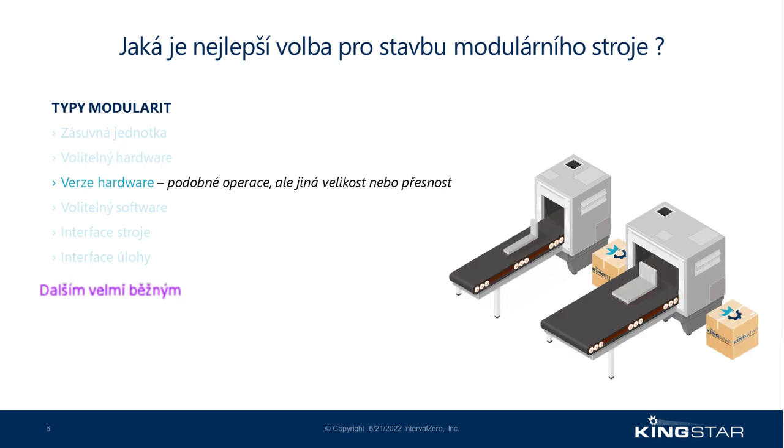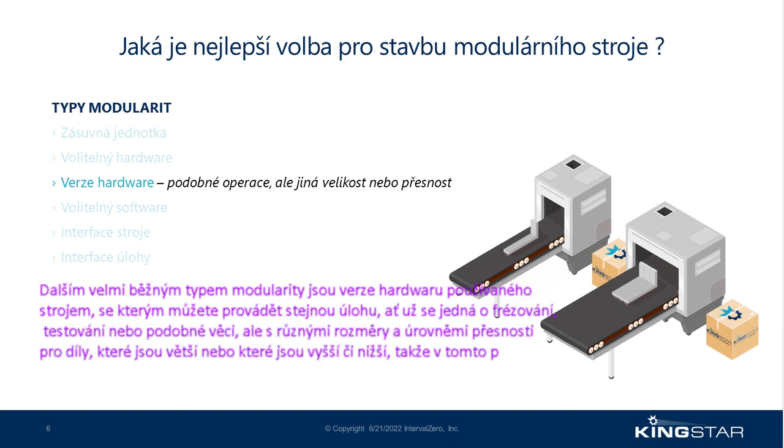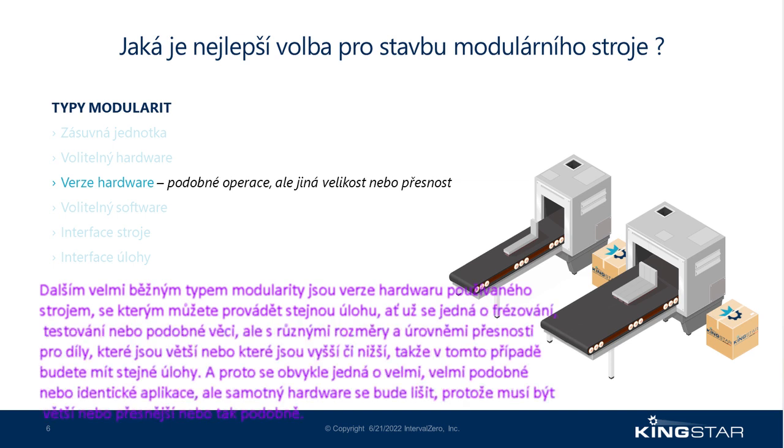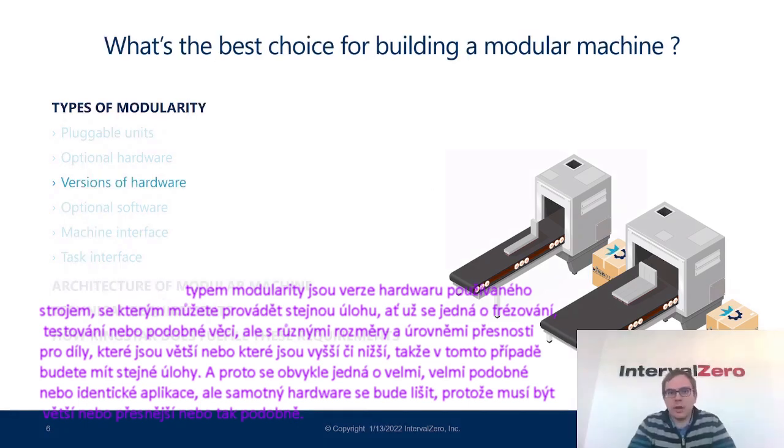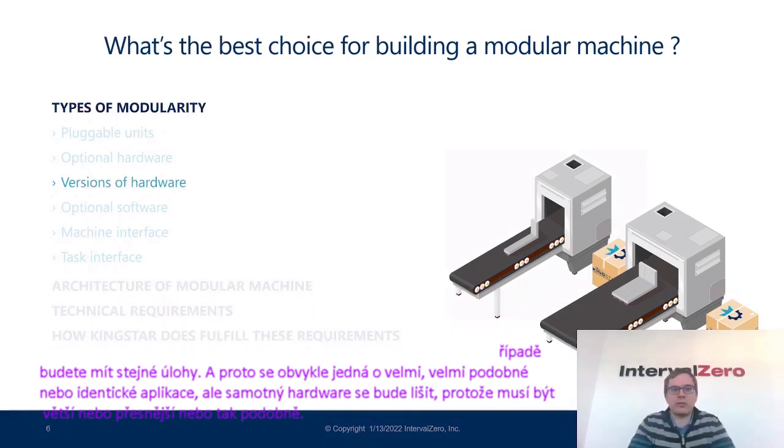The next very common type of modularity is versions of the hardware used by the machine. You can perform the same task, no matter whether it's milling, testing, or things like that, but with different size and precision levels for parts which are larger or which are higher end or lower end. So for this, you will have the same tasks and therefore usually very similar or identical applications, but the hardware itself will be different because it needs to be bigger or more precise or things like that.